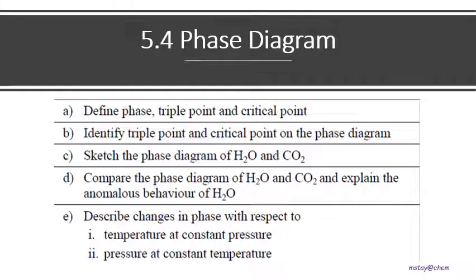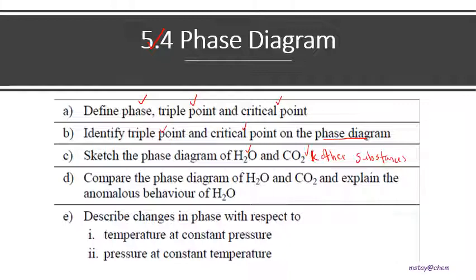We are continuing with chapter 5.4, phase diagram. First we need to know the definition for phase, triple point, and critical point. Then from the phase diagram, we are going to identify the triple point and also the critical point. We are able to draw the phase diagram for water and carbon dioxide. For your information, the phase diagram for other substances is also similar to carbon dioxide.